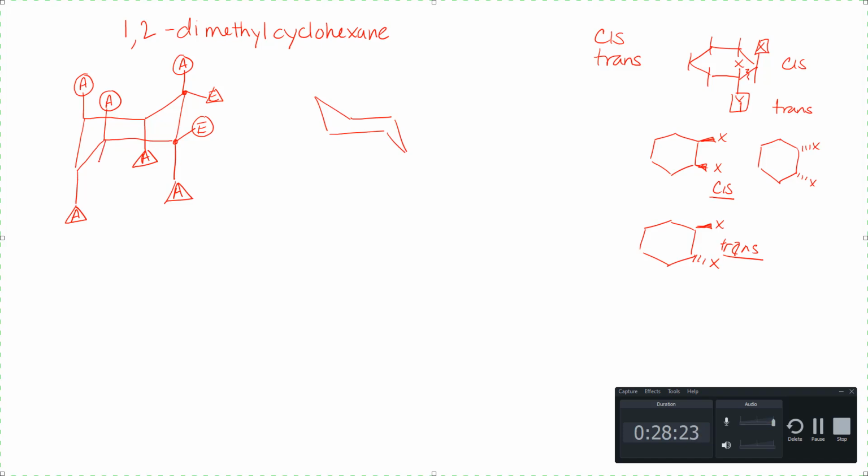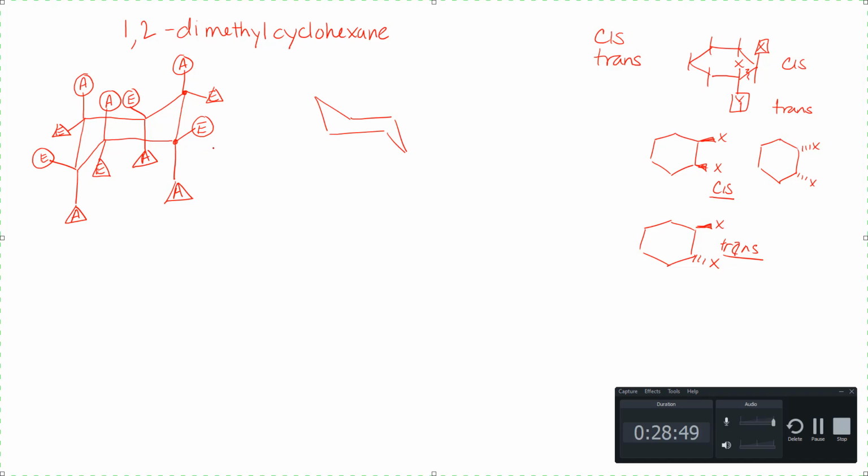Axial above, equatorial below. Axial below, equatorial above. Axial above, equatorial below. Axial below, equatorial above.